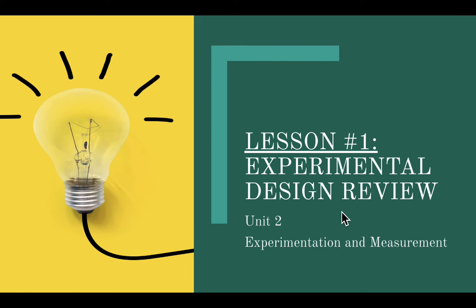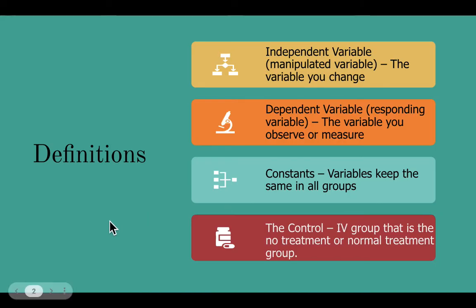This is hopefully a review of terms that you have heard in previous science courses. So first, a few definitions. When you are designing an experiment, you need to have these four things. An independent variable, sometimes called the manipulated variable. That's the variable that you change. A dependent variable, sometimes called the responding variable. That's the variable you observe or measure.